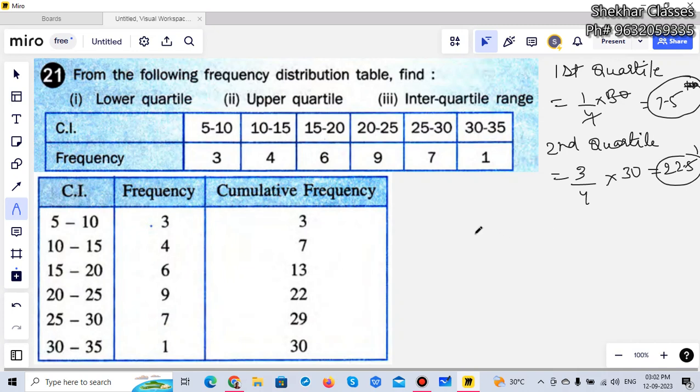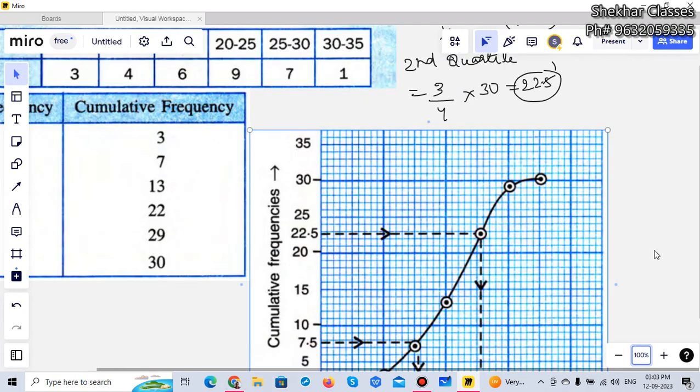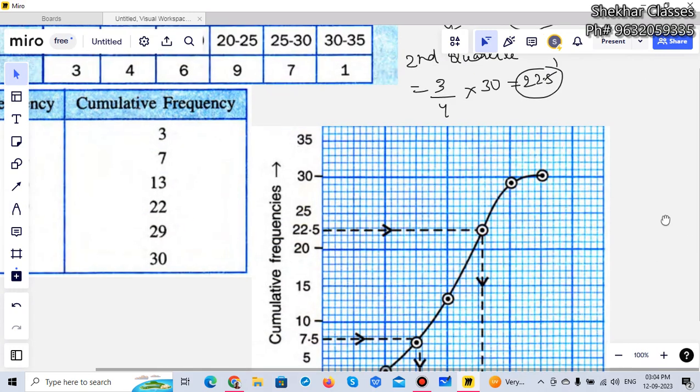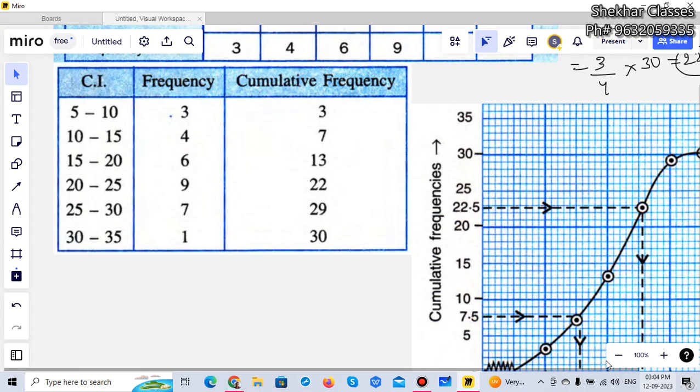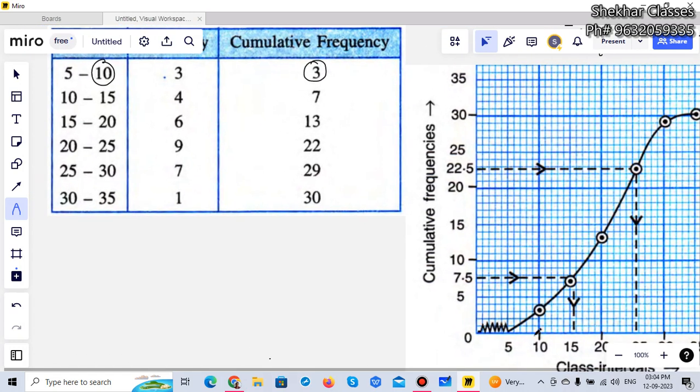So we have to draw the ogive. Let me draw the ogive here on the board. So this is the ogive graph that we have to draw. How do we draw the ogive graph? We draw it with less than, right? We'll take the less than part here, less than 10 and its cumulative frequency. You can see it is here, right? Less than 10, 10 and 3. 10 is the class limit, 3 is the cumulative frequency.